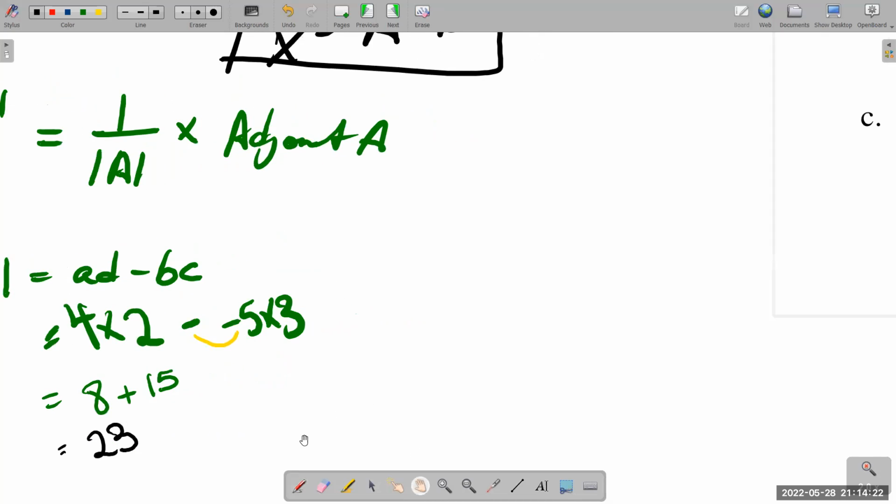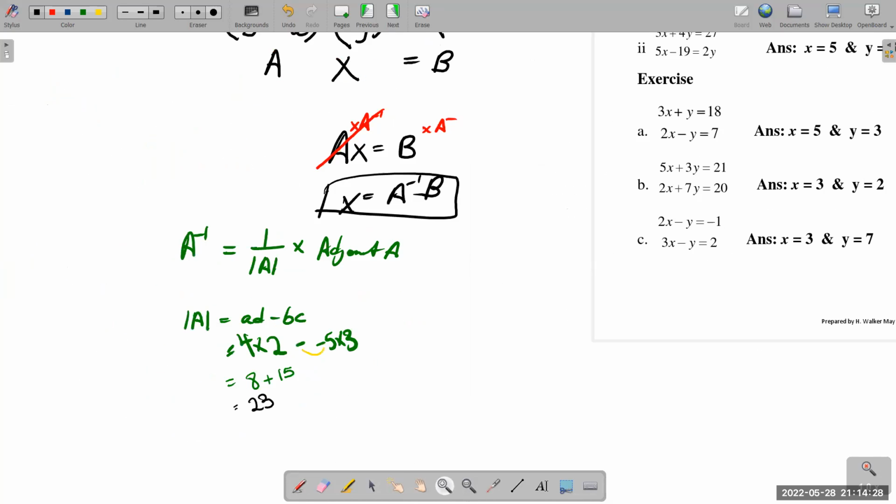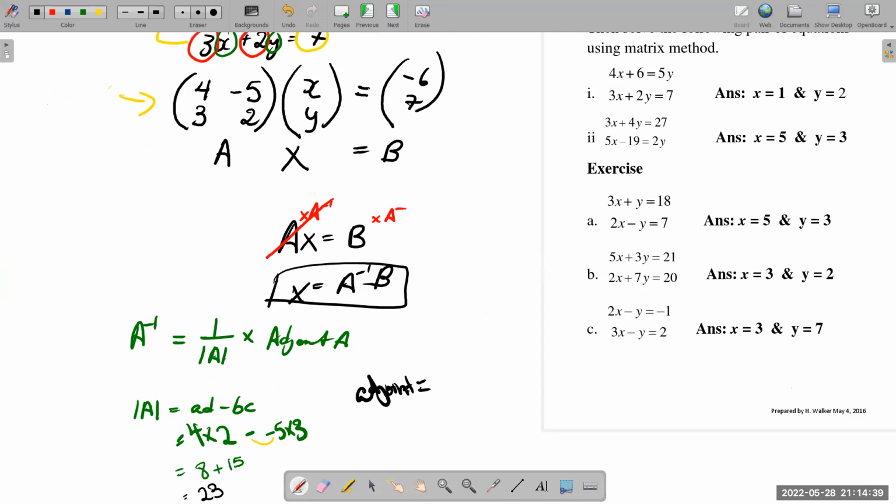And then, so we got a determinant. Who else do we need? We need the adjoint. So the adjoint, and you realize I'm labeling everything. I'm not just going and calculating things like a mad person. I'm labeling everything. So when I'm done, I know where to find the determinant, and I know where to find the adjoint. So the adjoint is going to be what? We got to switch 4 and 2. So 2 goes here and 4 goes here. And we got to add a negative on both negative 5 and 3.